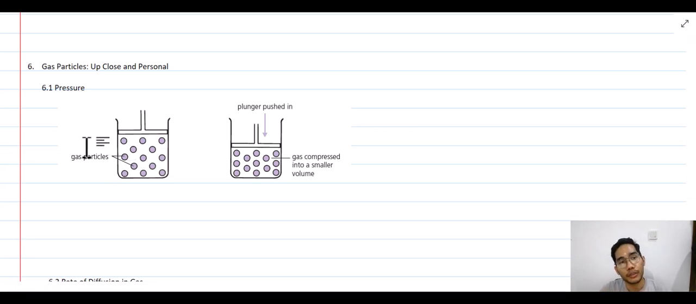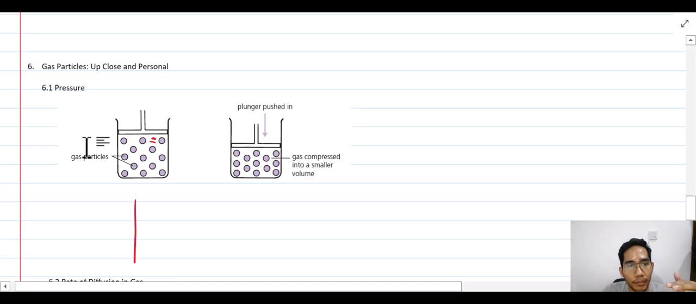Let's start with pressure. So what is pressure? As you might already know, the gas particles move in very random directions, correct? Now, there's a time when the gas particles will collide with the wall of the container, right? So when the gas particles collide with the wall or the lining of the container, that will create a pressure.